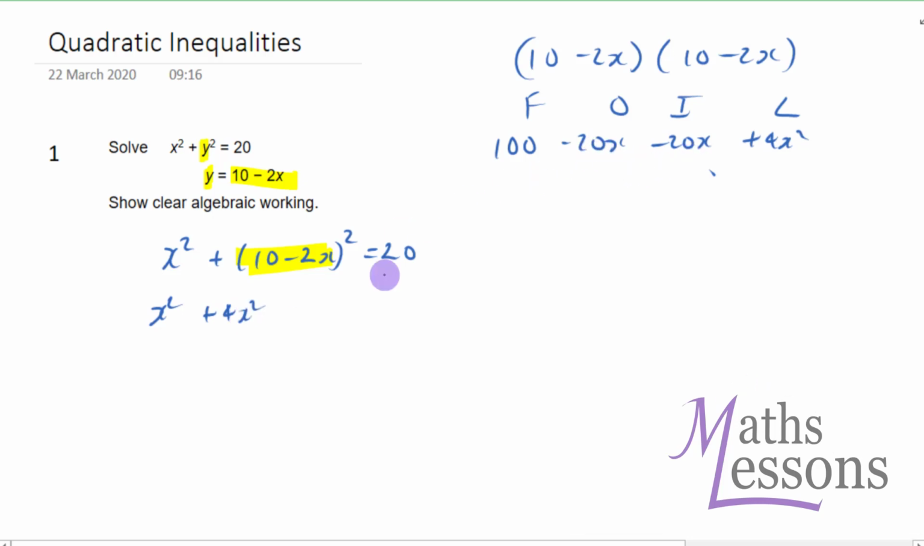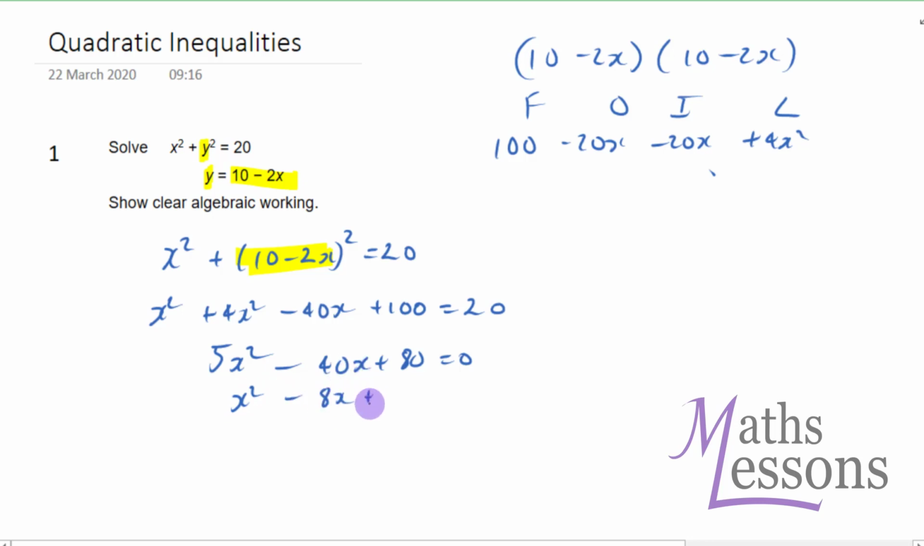Minus 20x minus 20x is minus 40x, and I've got plus 100 equals 20. Now, x squared plus 4x squared is 5x squared, minus 40x plus, now we're going to take the 20 away, it's going to give me 80 equals 0. Divide throughout by 5, I get x squared minus 8x plus 16 equals 0.